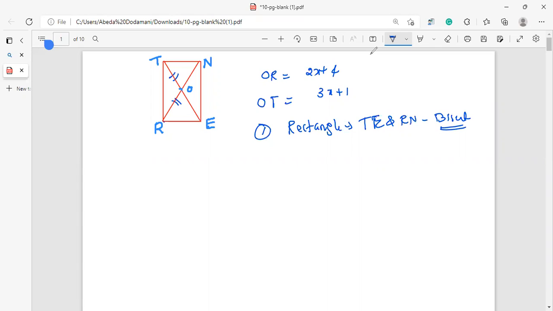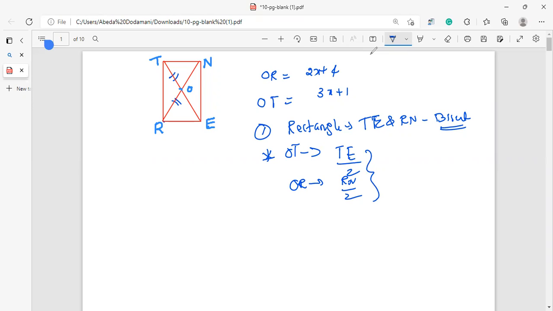So OT is half of the whole diagonal TE. The first thing is this OT is half of the diagonal TE, so this we know. And similarly, OR is half of the diagonal RN. Why? Because the diagonals are equal and diagonals are bisecting each other. When they are equal, their halves are also equal. So therefore, they are also equal.